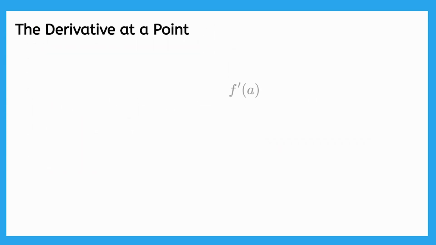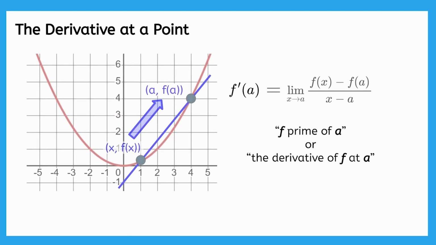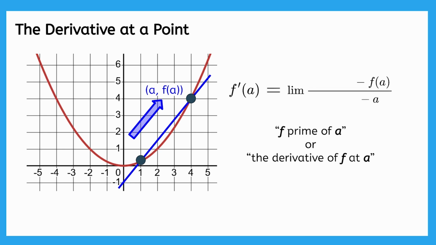We can denote the derivative at a point using this notation, which would be read as f prime of a, or as the derivative of f at a. Luckily, we already know how to find the derivative. It's the same as the slope of the tangent line. This formula is fine to use if we want, but let's make a slight tweak here that will make the calculations a little easier. Let's also put the other point in terms of a.